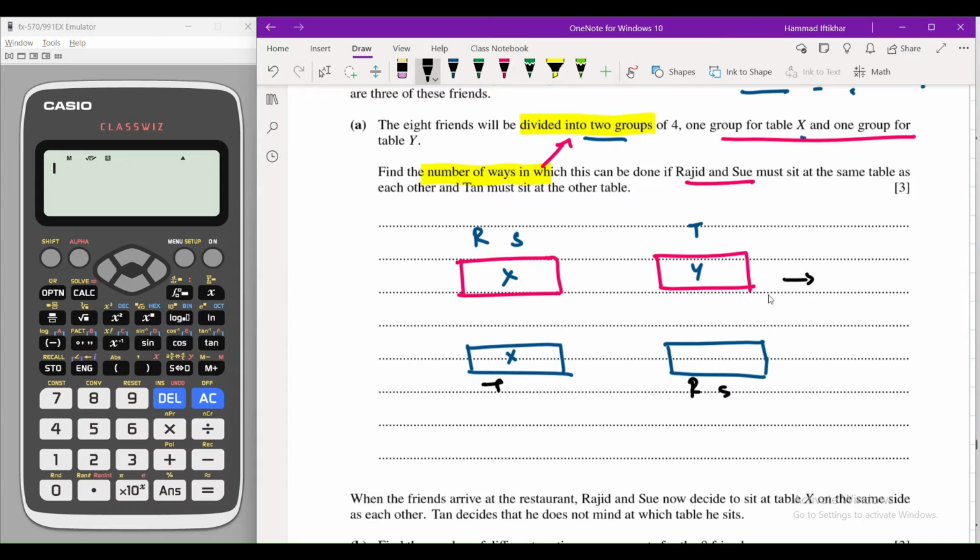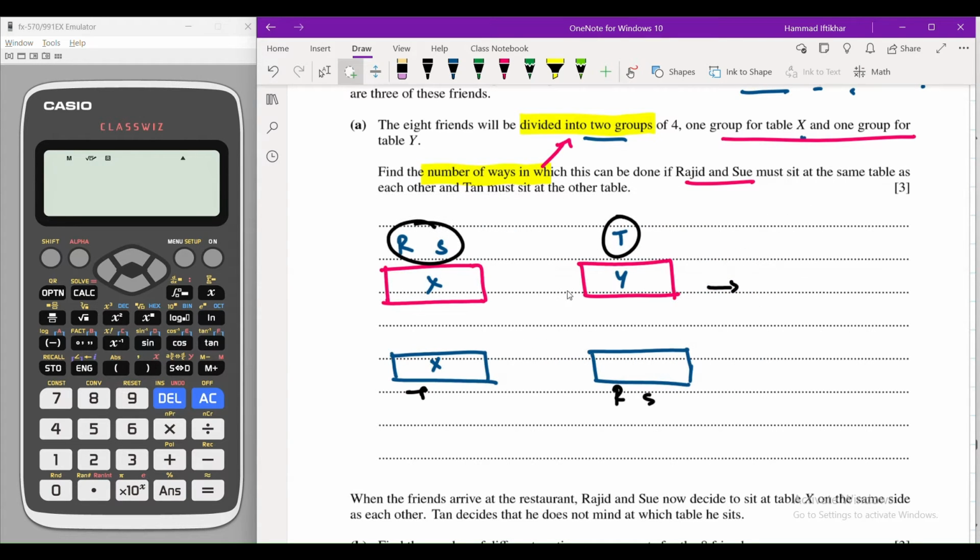Now, when we have this case over here, 2 people on table X have already been selected and one more person from Y has been selected. So this means that out of 8 people, 3 have been selected. So we are only selecting from a pool of 5 people. Out of those 5 people, we need to select 2 people for table X. That means 5C2. And one person is already selected, so we need to select 3 people. How many people are left after table X has been filled? That means 3 people are left.